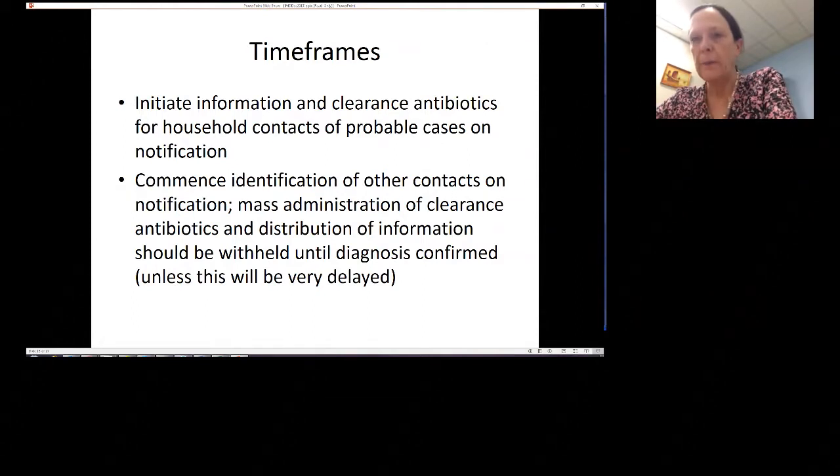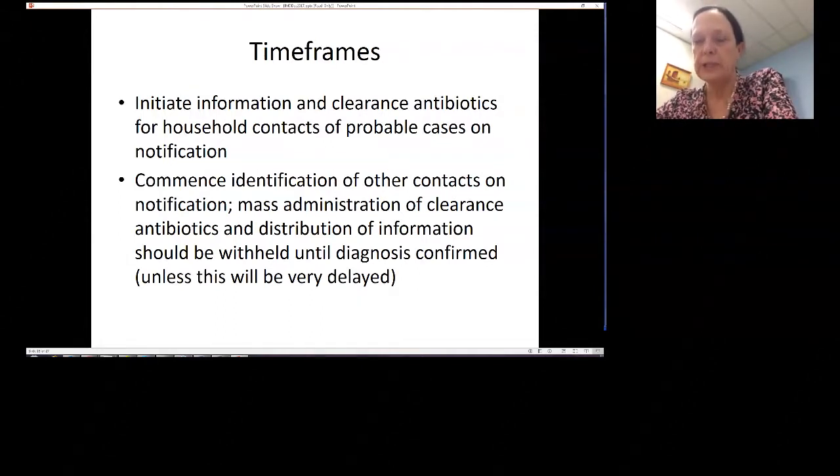But even when they present with, for example, a particular rash and fever and sepsis, then it would be very reasonable to start giving clearance antibiotics for the household contacts at that stage. The other contacts, particularly if there's large groups, childcare and so forth, we should wait until the diagnosis is confirmed. So that means having gram-negative diplococci identified, or a positive PCR or a positive culture in the right clinical setting.